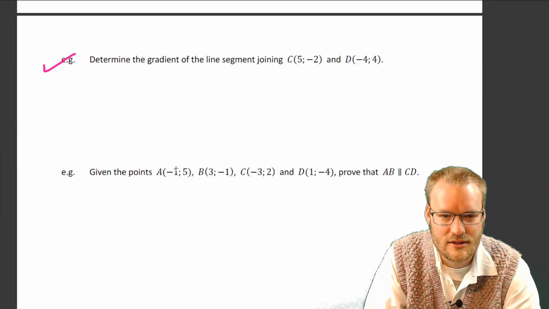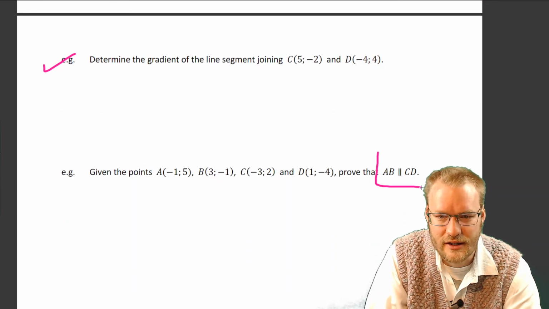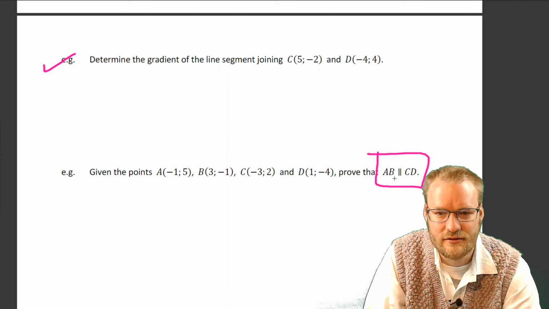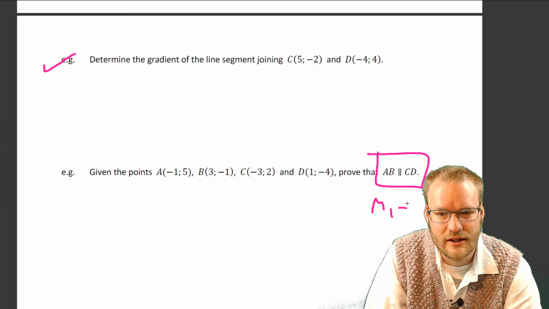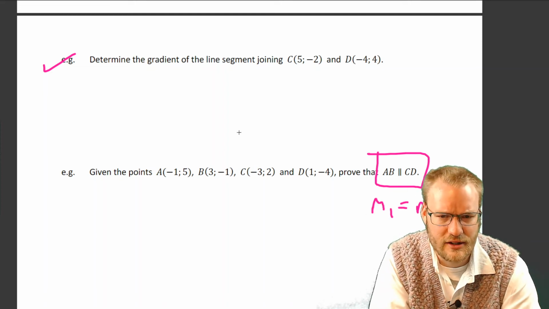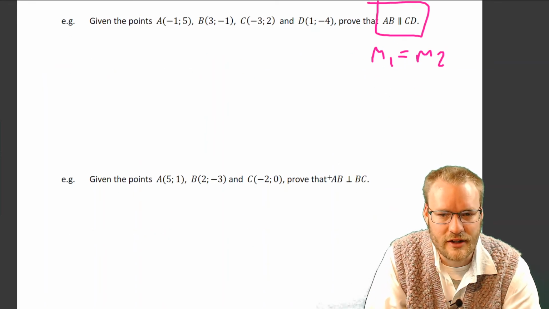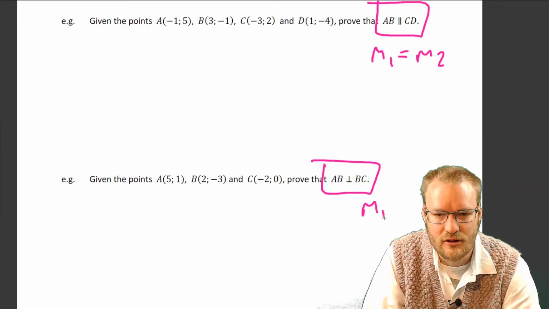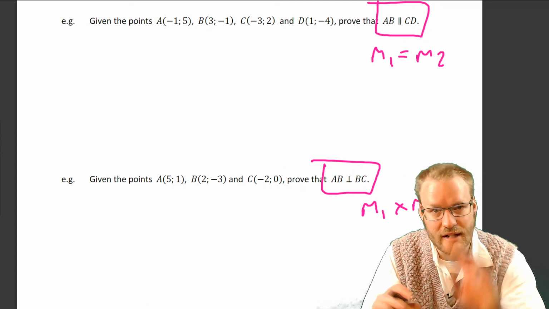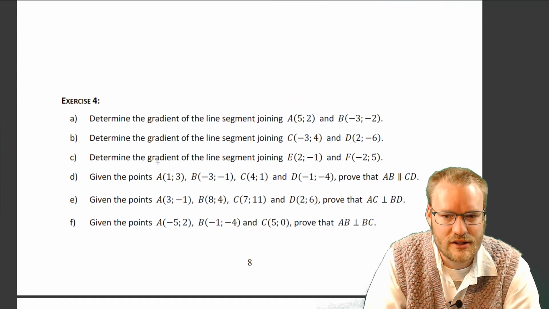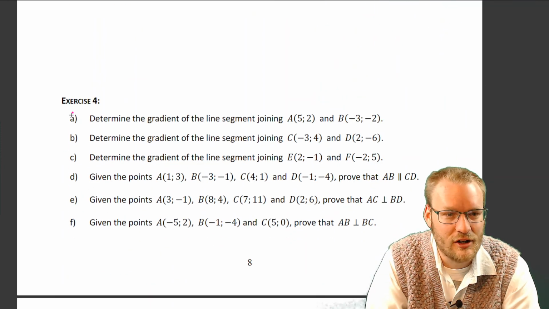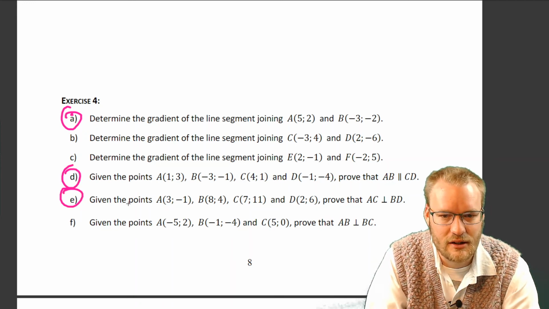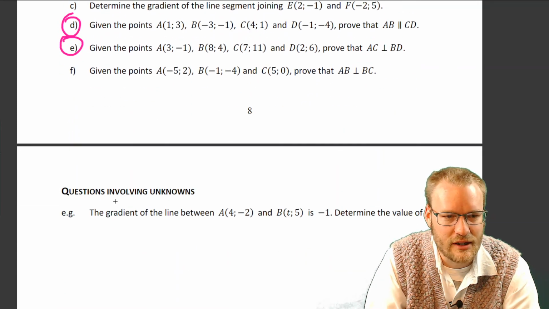Okay, this one's similar. Given that, prove that they're parallel. What does it mean if two lines are parallel? Gradients are the same, so you know how to do that. Just find the two gradients. Given, prove that they're perpendicular. So when you multiply them together, do you get minus 1? In other words, is the one the negative reciprocal? And then we've got some questions to do. Given, prove that we're in a parallel, a perpendicular, and that's more than enough, right?